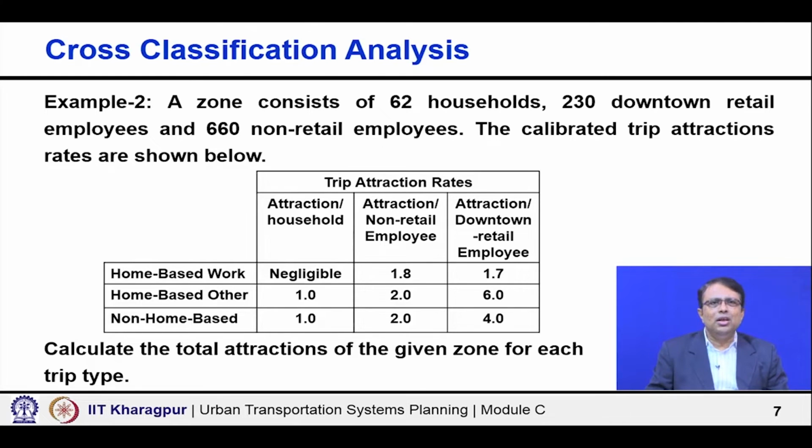Now, what do we want? Calculate the total attractions of the given zone for each trip type. Trip type means how many home based work, how many home based other and how many non home based. That is what we wanted, and I know that there are 62 households, 230 downtown employees and 660 non-retail employees. Those may be the forecast for a horizon year.